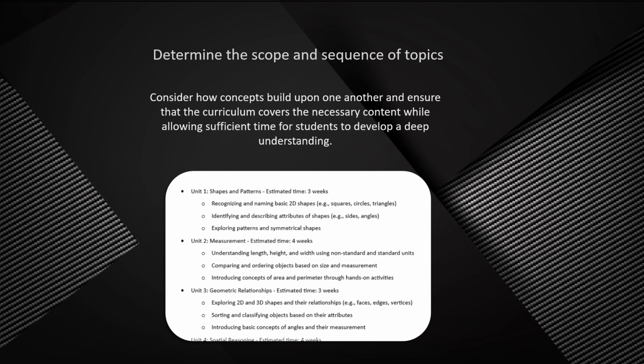Determine the scope and sequence of topics. Establish a logical and developmentally appropriate sequence in which topics will be taught in the primary school mathematics curriculum. Consider how concepts build upon one another and ensure that the curriculum covers the necessary content while allowing sufficient time for students to develop a deep understanding. To further illustrate this step, let's focus on sequencing and scoping topics for a primary school geometry curriculum.